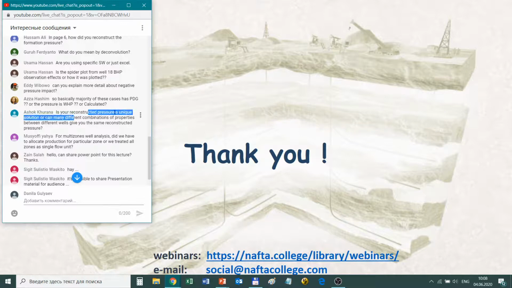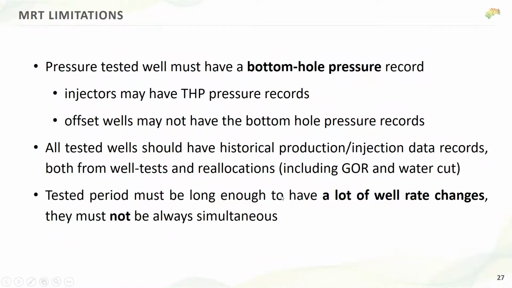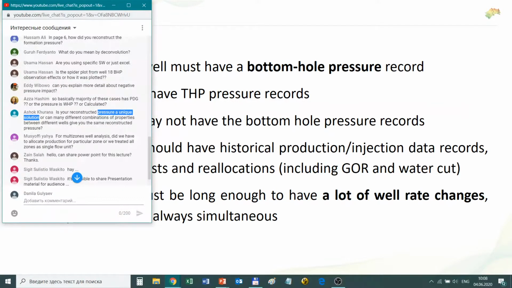And about the uniqueness of the solution, the answer is here. If we have quite a lot of well rate changes and each of them responds in our bottom hole pressure, then it would be a unique solution, because we will have lots of interference. But if we have only a few of them, then it would not be a unique solution. So the way to increase the uniqueness of the solution is to have a longer production history.